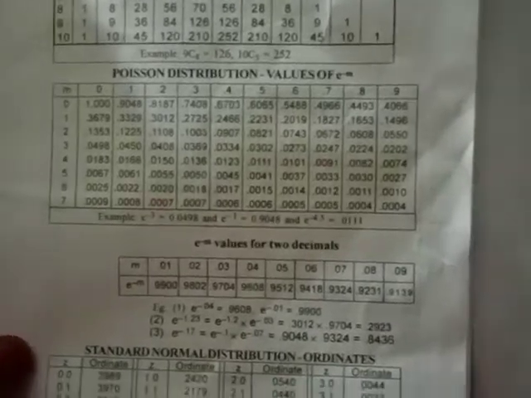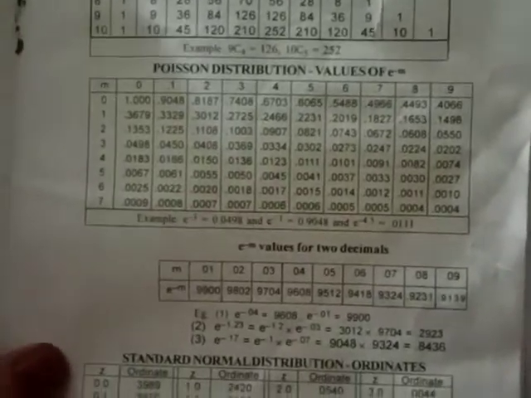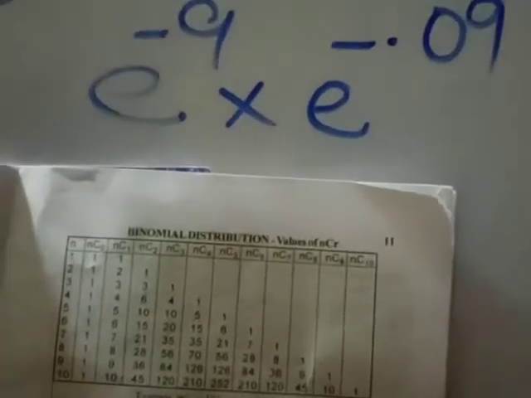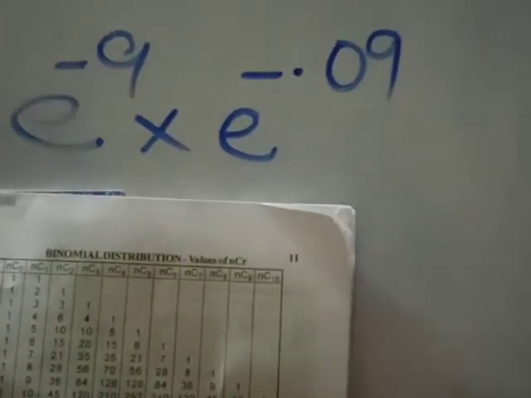So in order to find this e raised to minus 0.99, what you have to do here is multiply e raised to minus 9 into e raised to minus 0.09.